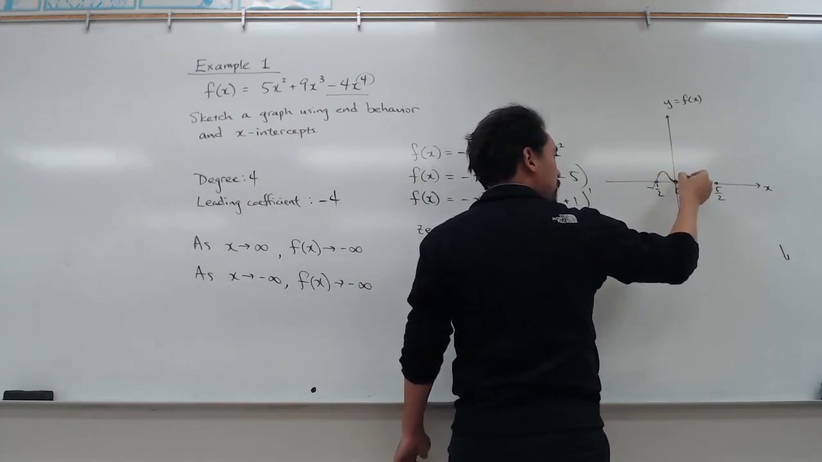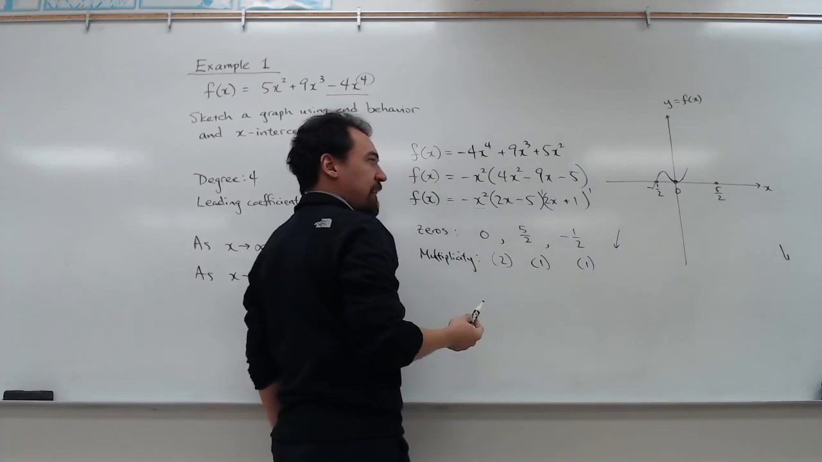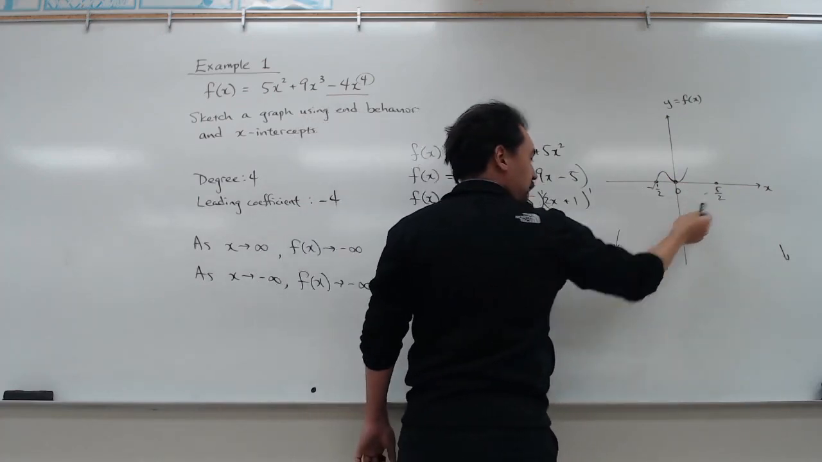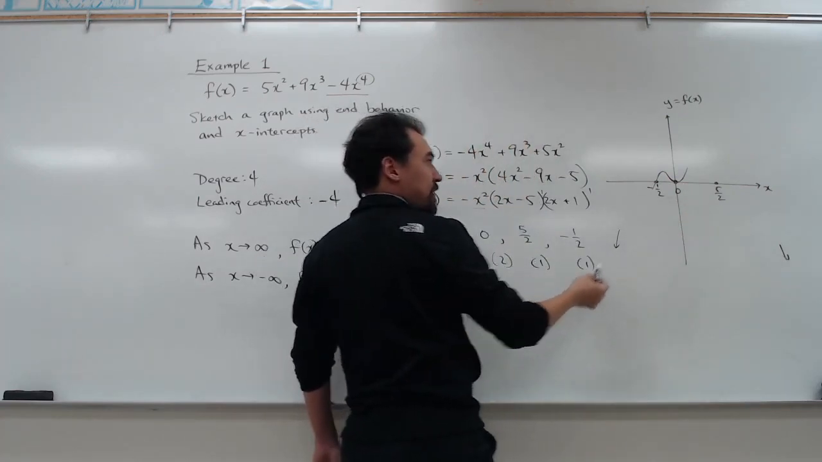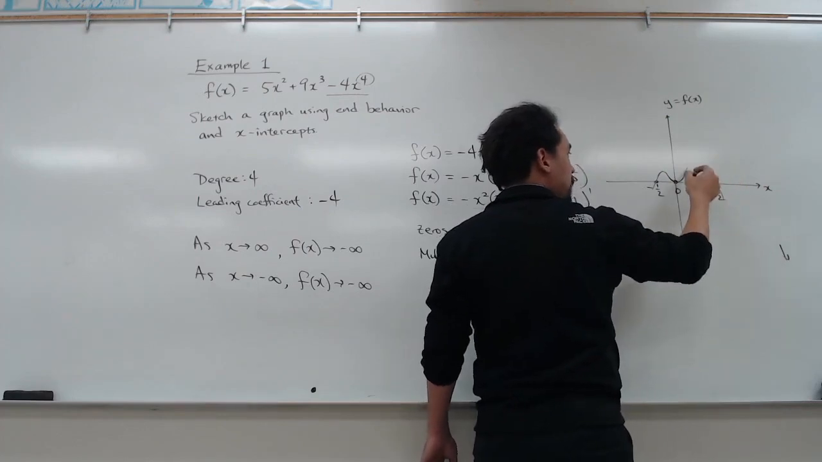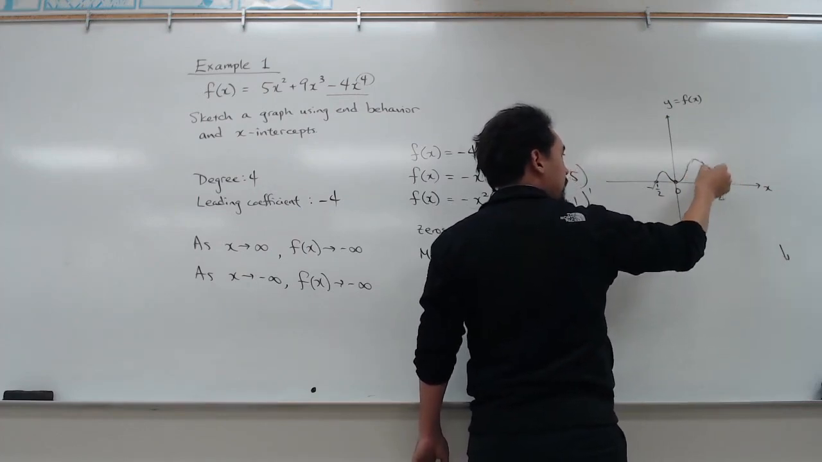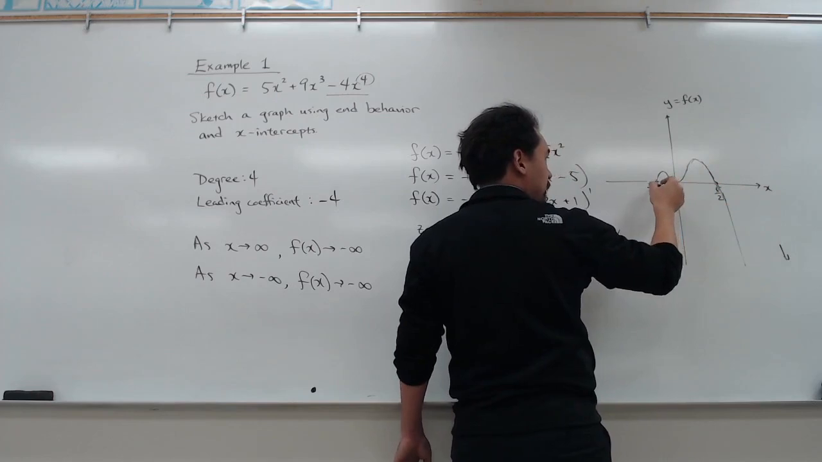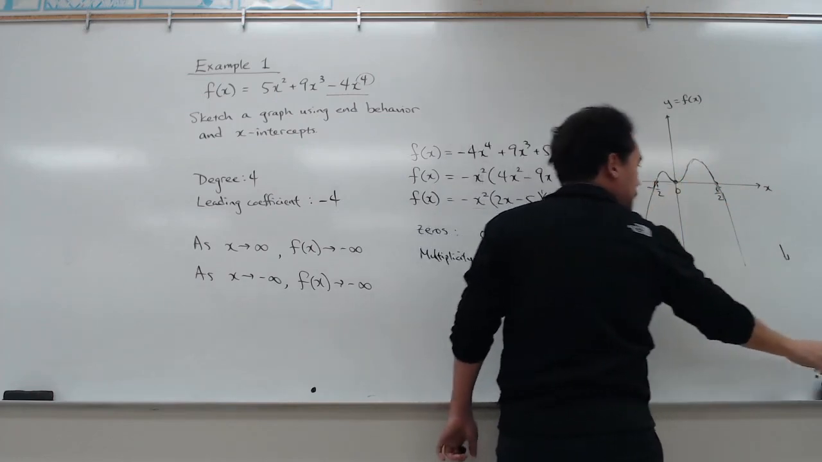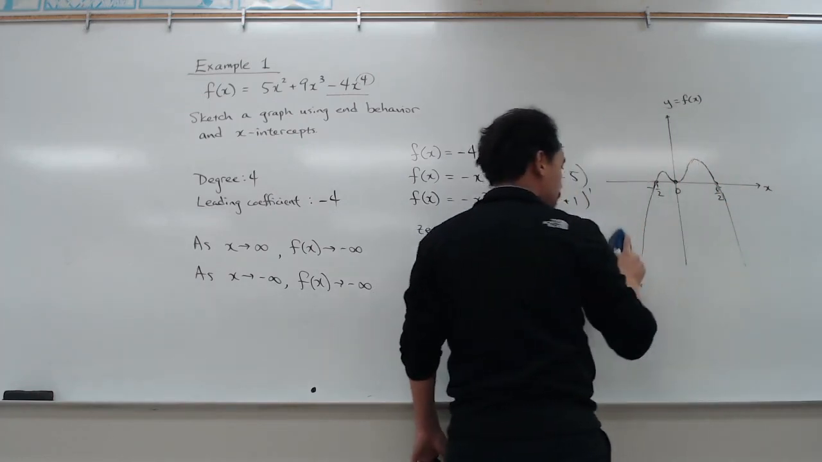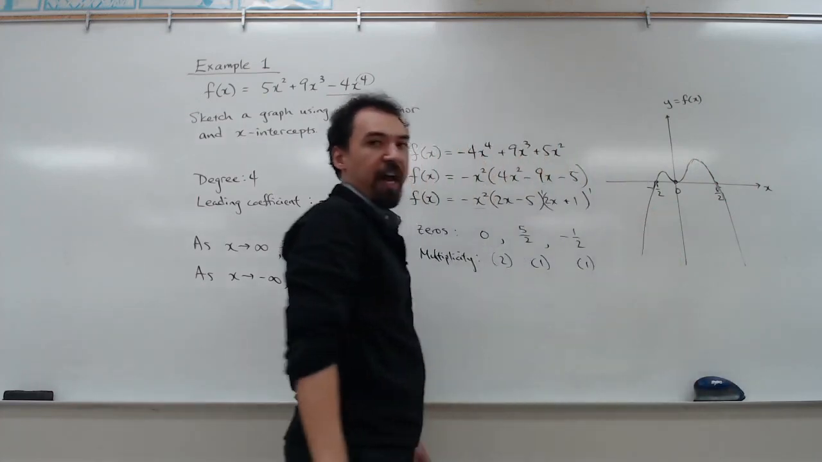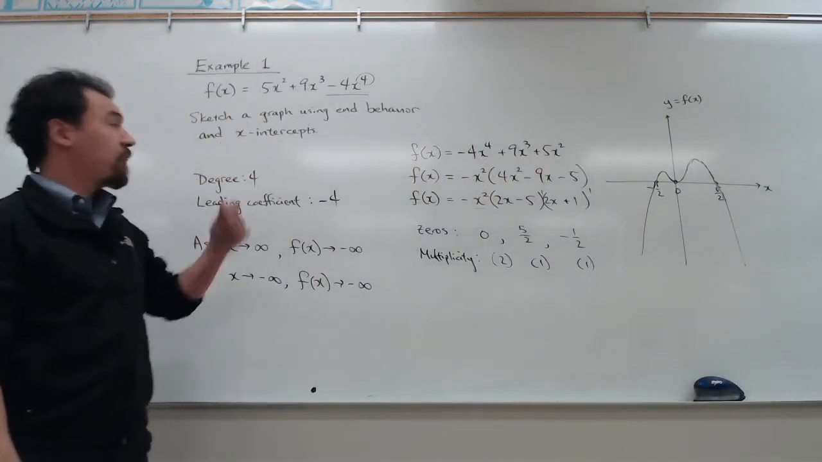but then I'm going to touch and turn. I'm not going to go through the x-axis. Then, when x is equal to 5 halves, my multiplicity is 1, so I'm going to come through the x-axis. And I can finish out the sketch by doing this and following my end behavior. And now I can erase this and this. And that is the sketch of the graph of f of x.